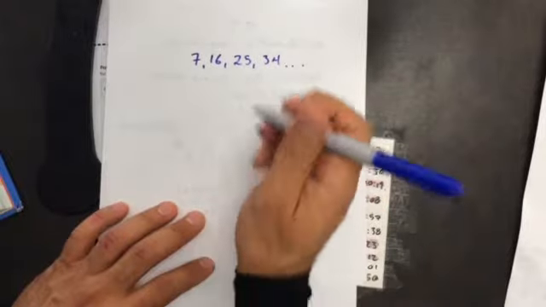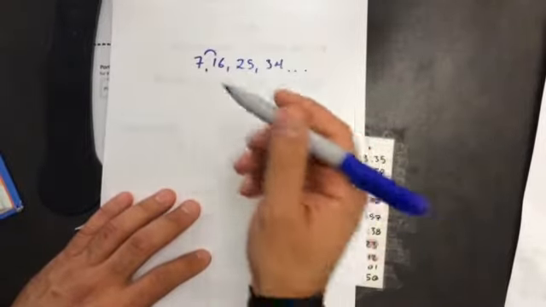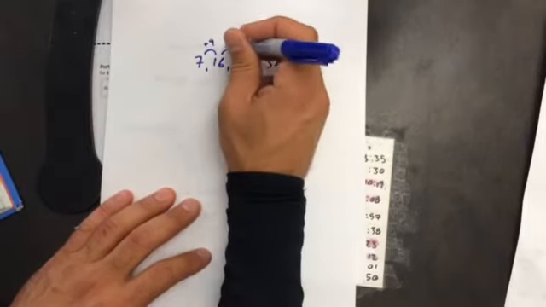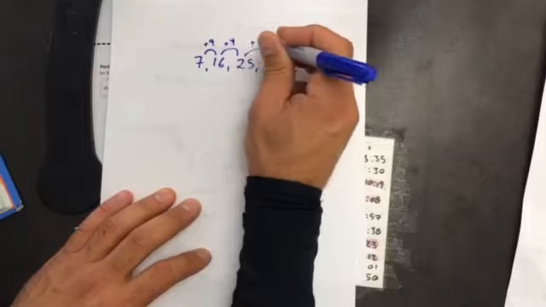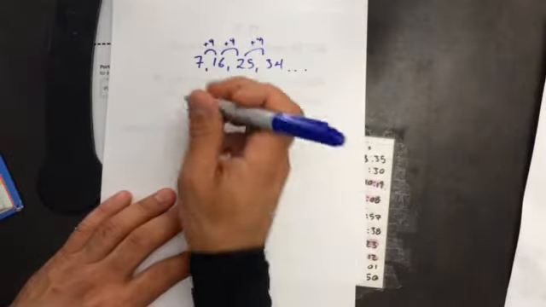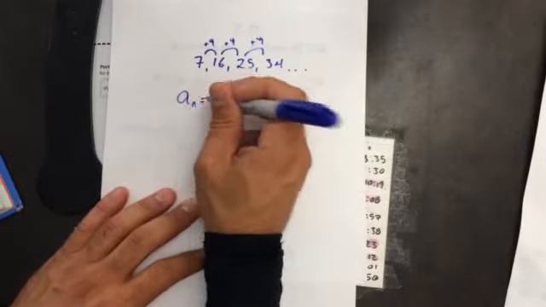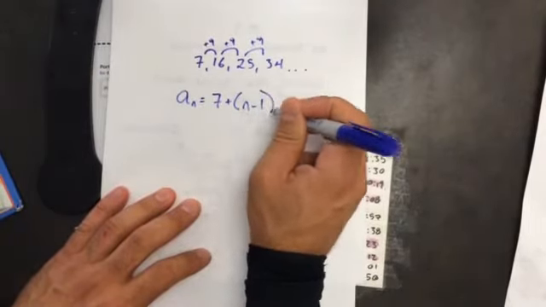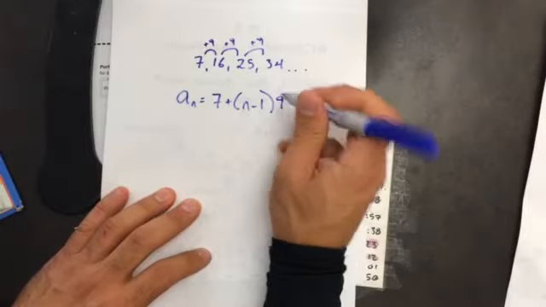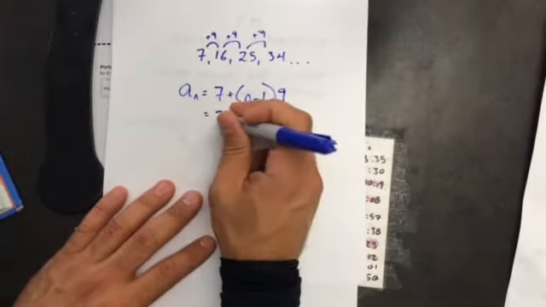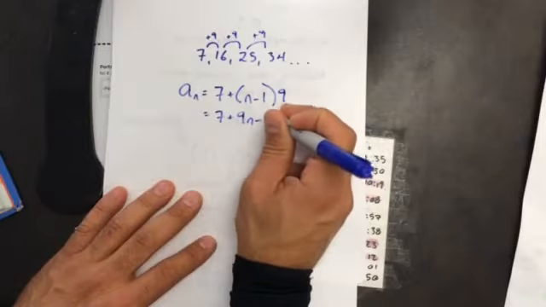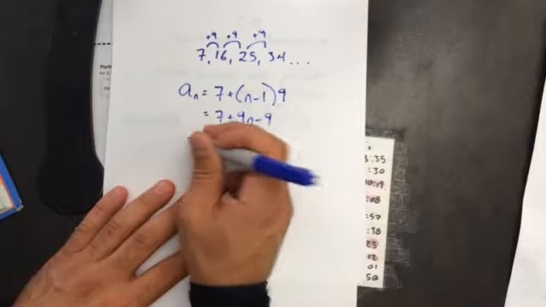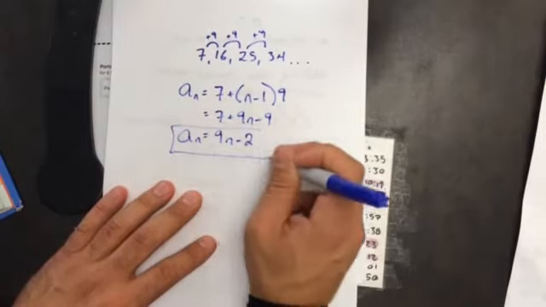Okay, so I'm looking at the sequence here, and I'm going to see, is it an arithmetic sequence, first of all, which means it has the same difference every single time. I added 9, added 9, added 9, so it does. So it is an arithmetic sequence. So I'm going to say a sub n equals the first term, which is 7, plus n minus 1, times the difference. The difference is 9. I'm going to distribute that 9 and combine like terms. And that's my final answer.